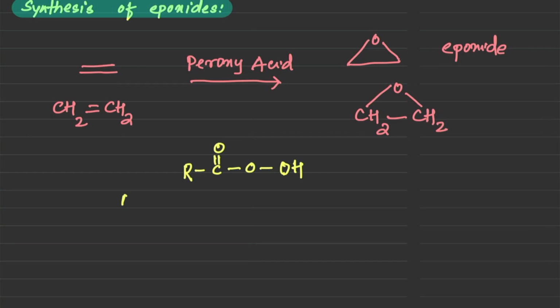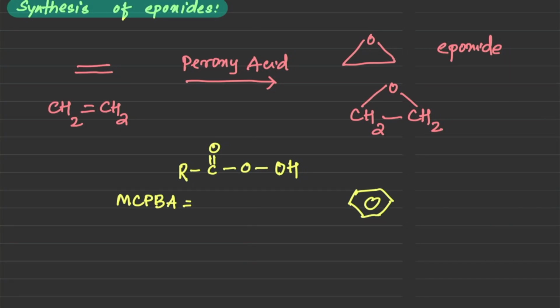In books or questions everywhere, you will see this: metachloroperoxybenzoic acid. Let's see if we can draw the structure from the name. It is a peroxybenzoic acid, so let's draw benzoic acid first. This is benzoic acid. Then the peroxy acid would be where H is replaced by OH.